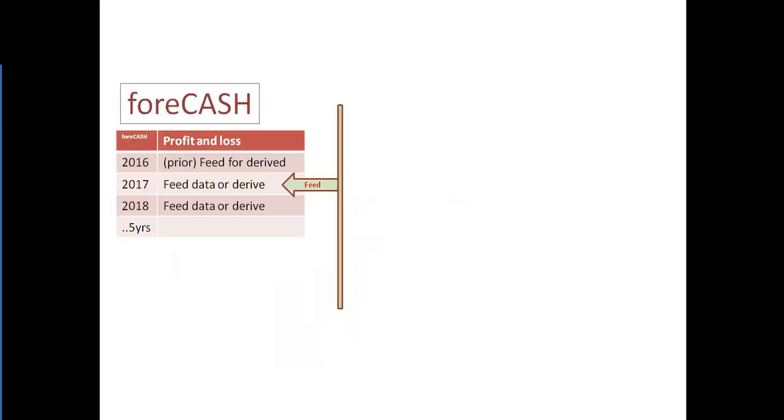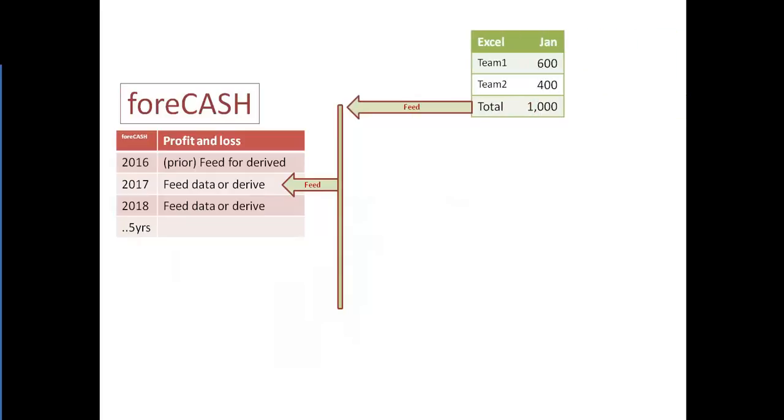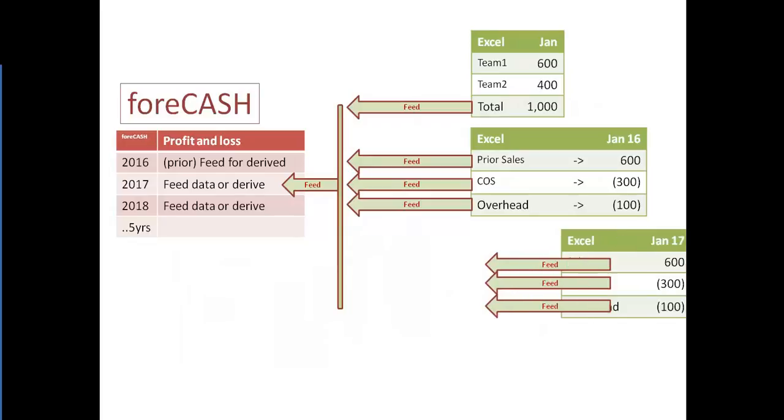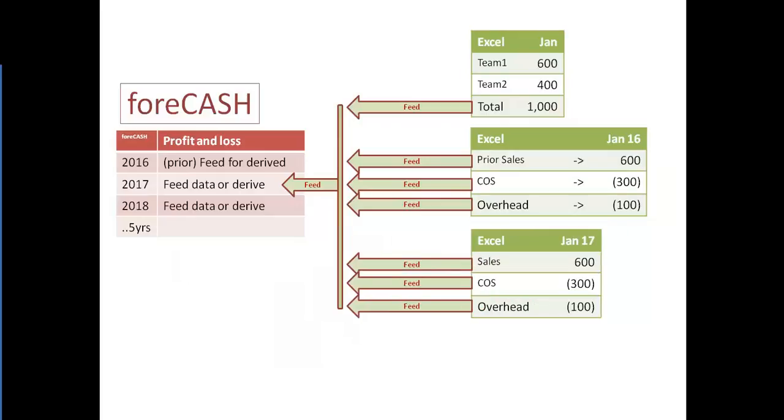So, in summary, foreCASH can make use of feeds from Excel files. This is particularly useful where Excel is aggregating data which is likely to change, to pull through past data to which uplift or downgrades can be applied. This could help you to build a new year's forecast very quickly. Or to pull through an entire P&L for the current year.